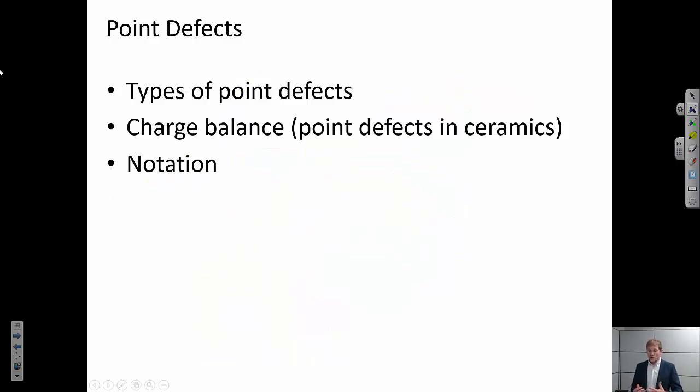Okay, so in review, we talked about the 3 different types of point defects. We have vacancies, interstitials, and substitutions. And then also we talked about the special rules that you need to follow in ionic cases. And really these are all centered around the concept of maintaining charge balance. Finally, I showed you some of the notation for these point defects.